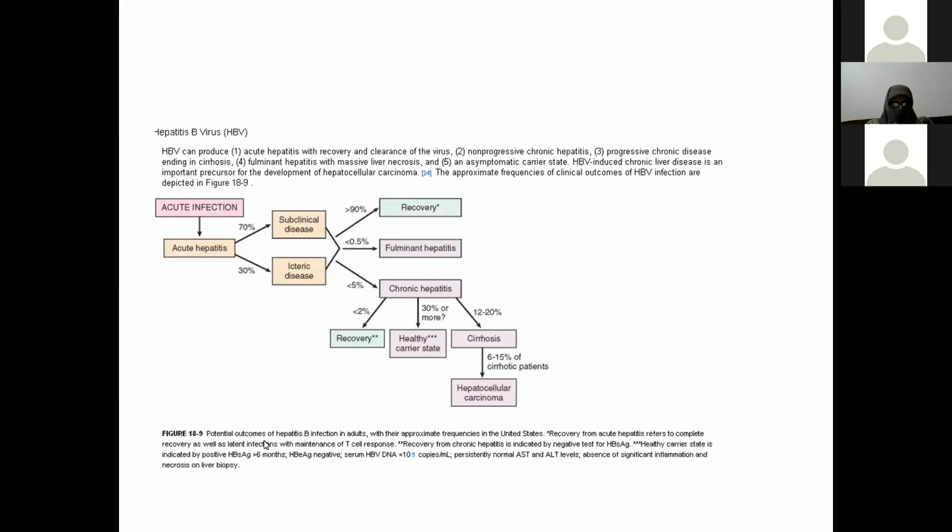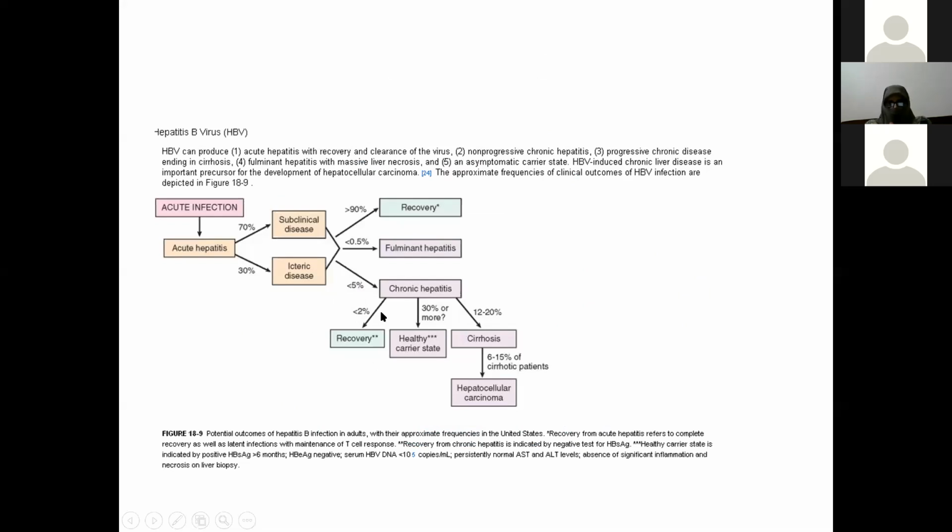Icteric phase, what does the word icteric phase mean? Icteric phase means developing jaundice. Only 30% develop jaundice. Then 90%, okay, more than 90%, 90% is a big figure, they go into recovery. Fulminant hepatitis is less than 0.5%. And then what we are worried about is chronic hepatitis, which is in less than 5% of the cases. So basically it is less than 5% of the cases which we are worried about.